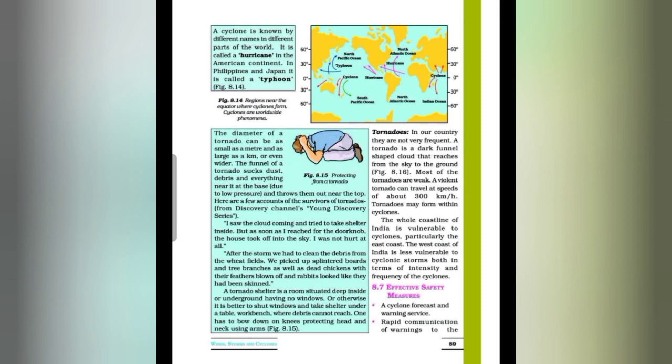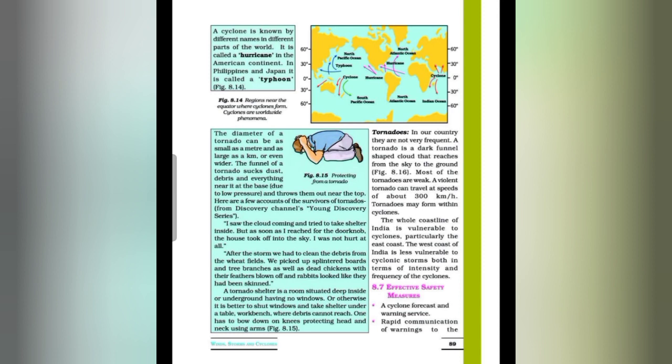So students, what precautions can we take, or before the cyclone, which effective safety measures we can take, we will discuss after the topic of tornadoes. So what is a tornado, and how is it formed? Tornadoes in our country are very frequent. A tornado is a dark funnel shaped cloud that reaches from the sky to the ground.